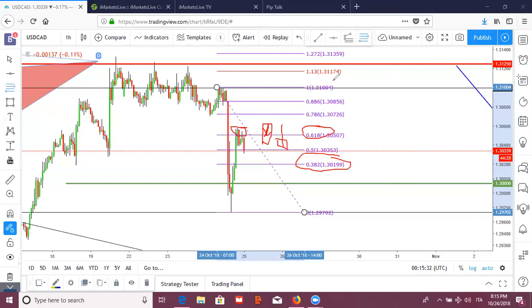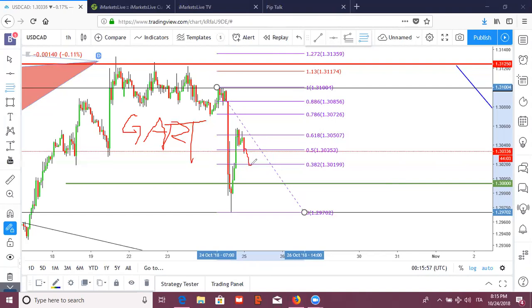Okay. So right now we're looking for a 61.8. We're looking for a Gartley pattern. We'll put GART, G-A-R-T. That's what we're looking for right now. So for this to be valid for me, this will have to pull back to 61.8. Have to pull back right here. This 38.2 inverse is also the 61.8. So watch this. It will have to hit the 61.8.